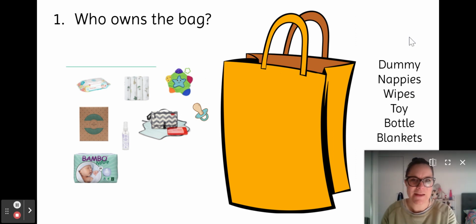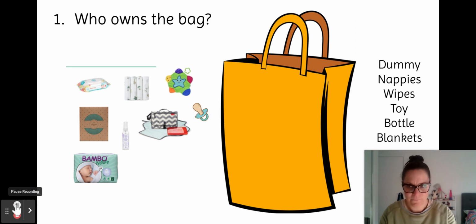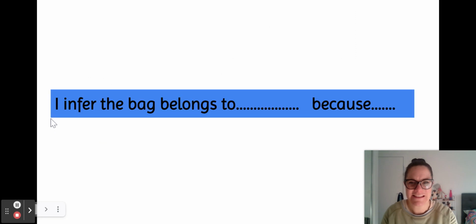Here's our first bag. So who owns the bag? You can see there is a dummy, nappies, wipes, a toy, a bottle, and blankets. You can stop the video if you like to have a guess and make an inference, and you'll use the sentence stem, I infer the bag belongs to because.